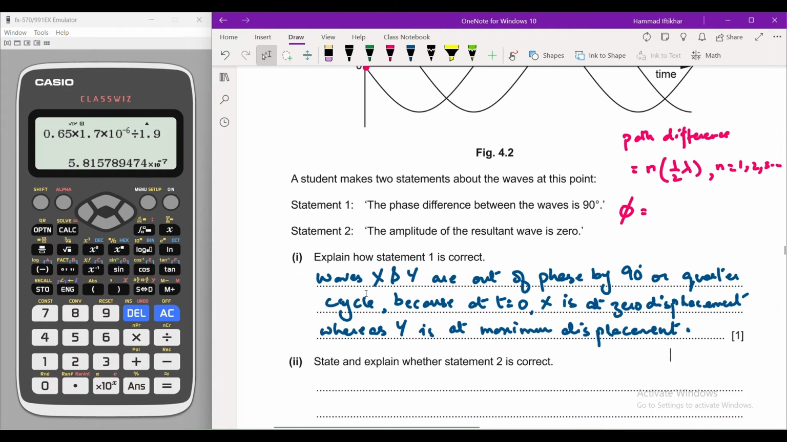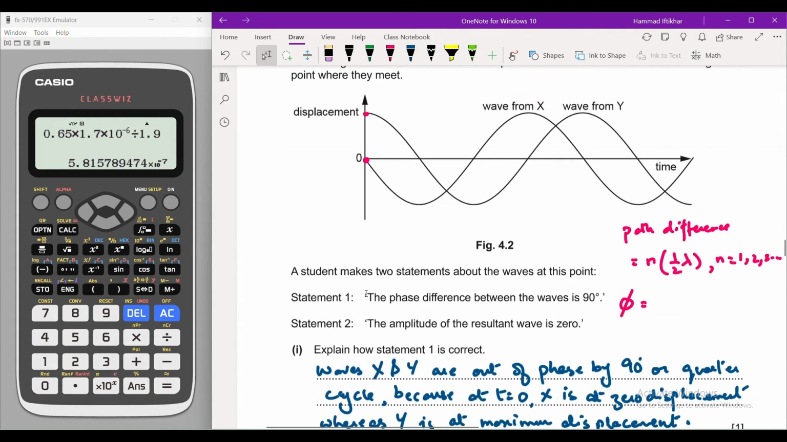Okay, state and explain whether statement 2 is correct. The amplitude of the resultant wave is 0. The amplitude of the resultant wave will only be 0 if the waves are out of phase by 180 degrees. Okay, so that's the condition, that's when they destroy each other. That's the definition of destructive interference.